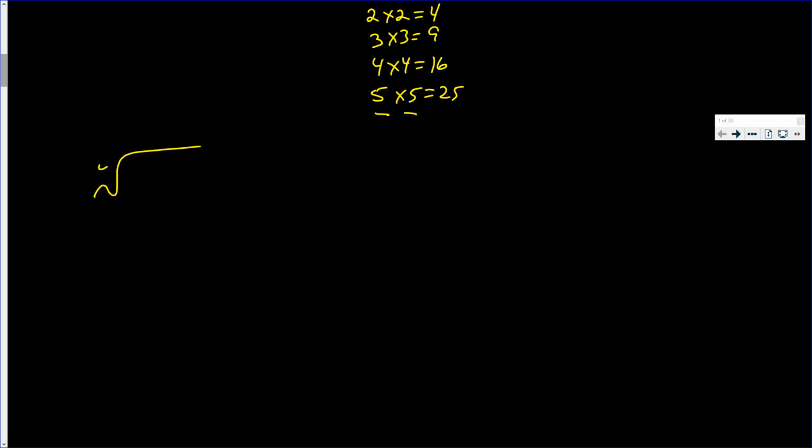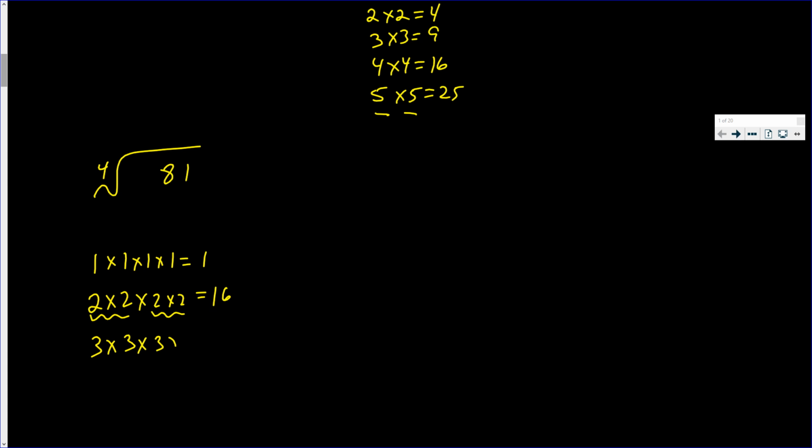What if you were asked to find the 4th root of 81? What times itself 4 times gives you 81? Well, you should know, if you multiply 1 by itself, you just get 1. Now, these numbers grow quickly, so let's try 2. I would do 4 times 4 is 16. 3 times 3 times 3 times 3. Now, fair enough, 3 times 3 is 9, and let's assume we know up to the 12 table. So 3 times 3 is 9, times 3 is 27, and then you're not going to know what 27 times 3 is. Maybe, if you only know up to the 12 table.